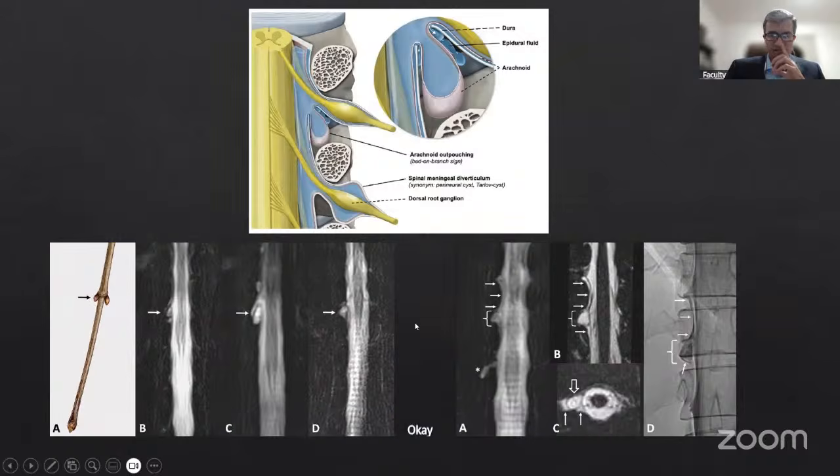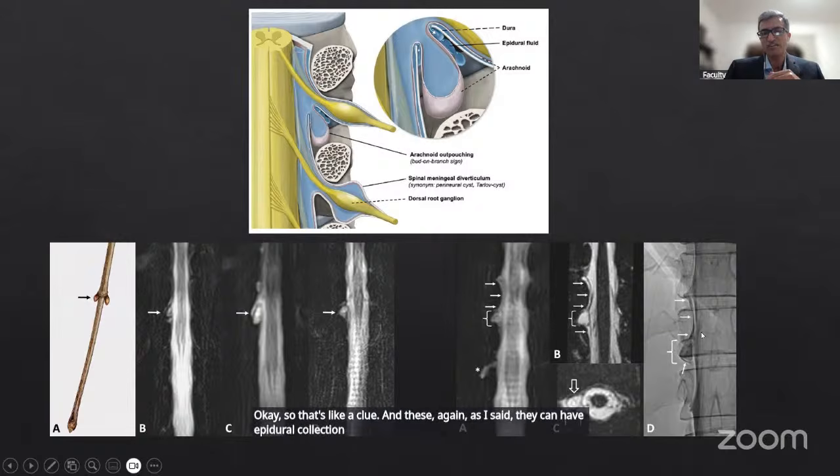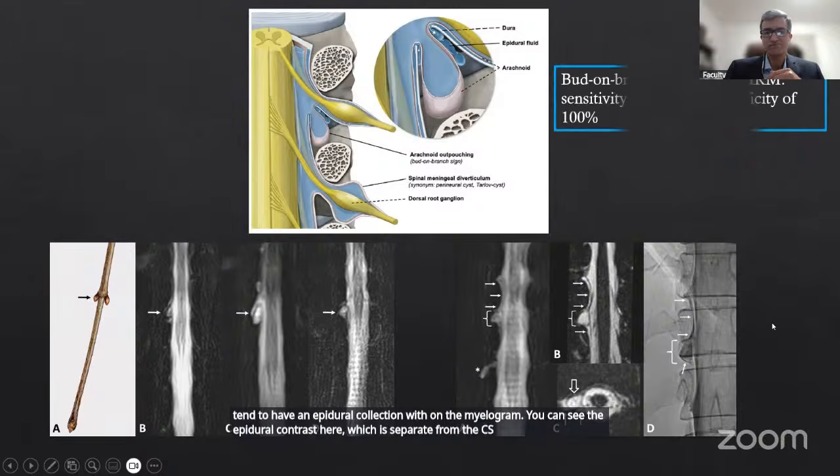Okay, so that's a clue. And these, again, as I said, can have an epidural collection or they may not. So this patient tends to have an epidural collection on the myelogram. You can see the epidural contrast here, which is separate from the CSF contrast.